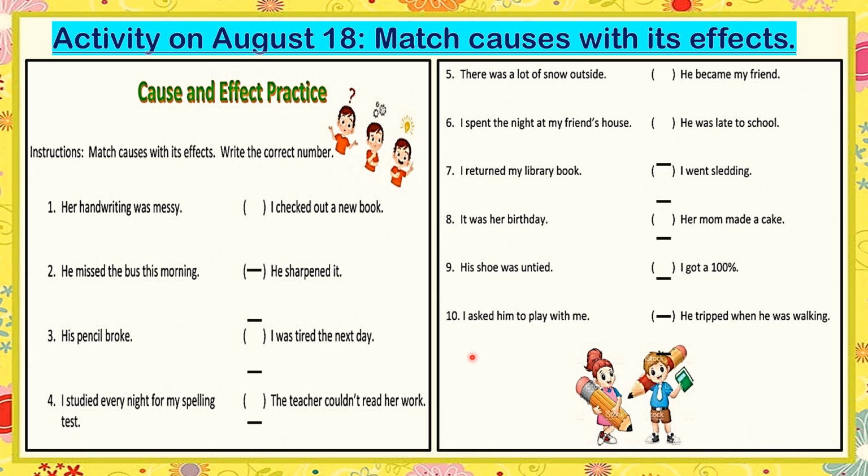Okay, so let's try to answer question number 1. Let's focus on number 1. Her handwriting was messy. So the answer is the teacher couldn't read her work. So you just write number 1 in here. Okay, so please answer numbers 2 to 10. Good luck, everyone.